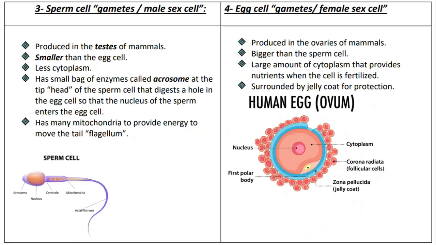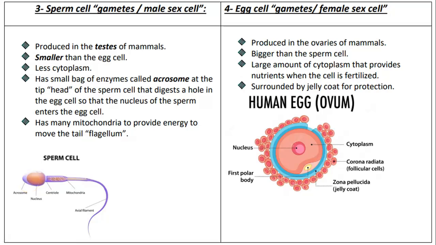Now let's take a look at the gametes. But now the animal gametes. We have animal gametes, which are the sperm cell and the egg cell. The sperm cell is the male reproductive cell or the male sex cell. That's why it is produced by the testes of the mammals. They are very small in size, much smaller than the egg cell. They have less cytoplasm and they have this part in the tip of their heads, which is the acrosome.